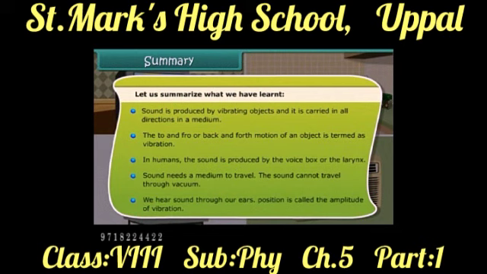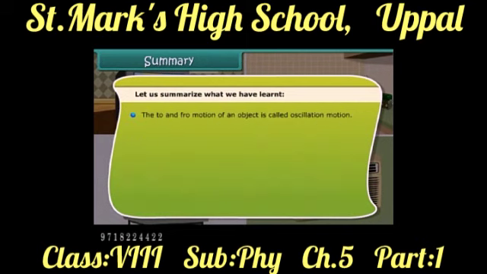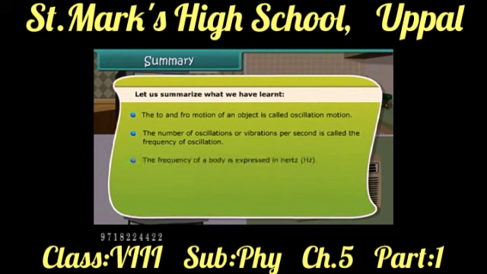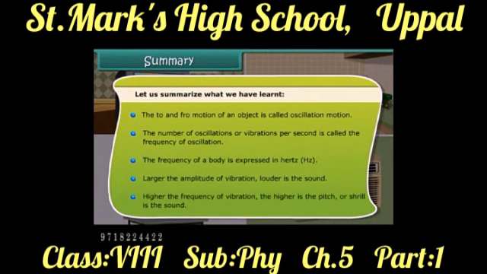The maximum displacement from the mean position is called the amplitude of vibration. The to and fro motion of an object is called oscillatory motion. The number of oscillations or vibrations per second is called the frequency of oscillation. The frequency of a body is expressed in hertz. Larger the amplitude of vibration, louder is the sound. Higher the frequency of vibration, the higher is the pitch or shrillness of the sound.